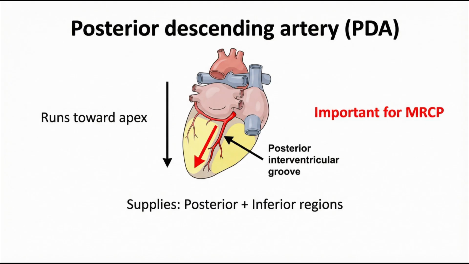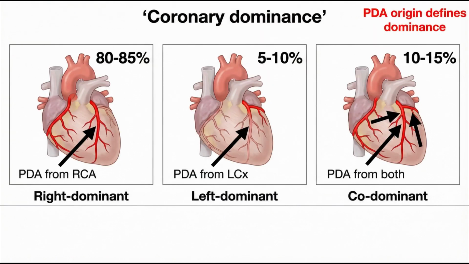It runs in the posterior interventricular groove toward the apex, supplying the posterior and inferior regions of the heart. The origin of the PDA defines coronary dominance. In right dominant circulation, which occurs in approximately 80 to 85% of individuals, the PDA arises from the RCA. In left dominant circulation, seen in about 5 to 10%, the PDA arises from the left circumflex artery. In codominant circulation, accounting for around 10 to 15%, the PDA receives contributions from both the RCA and the left circumflex artery.